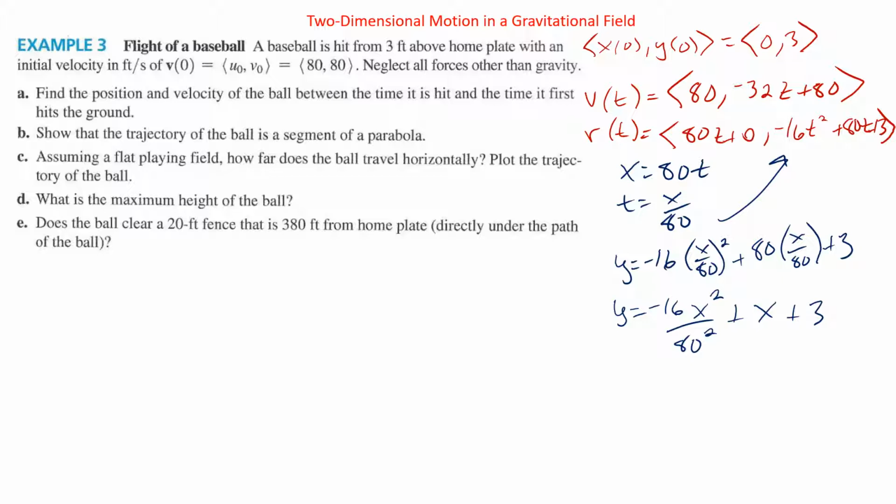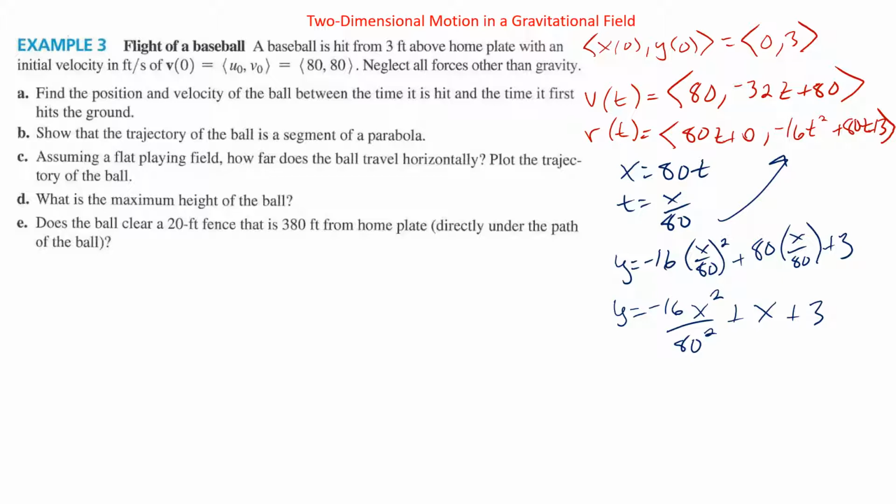We could simplify the negative 16 over 80 squared if we really wanted to. That's going to be negative 2 over 800, which would be negative 1 over 400. But in just figuring out that, hey, this is part of a parabola, we don't actually have to simplify that.